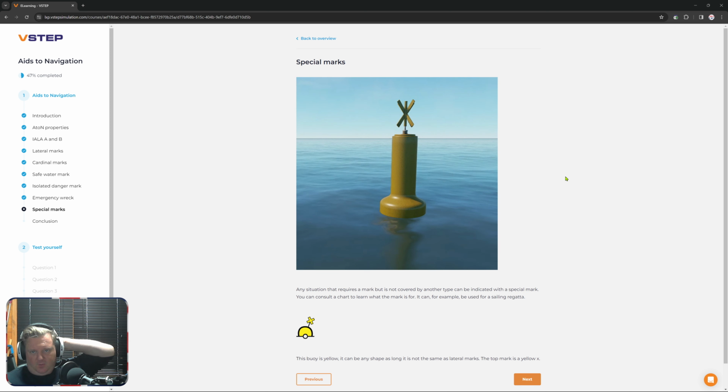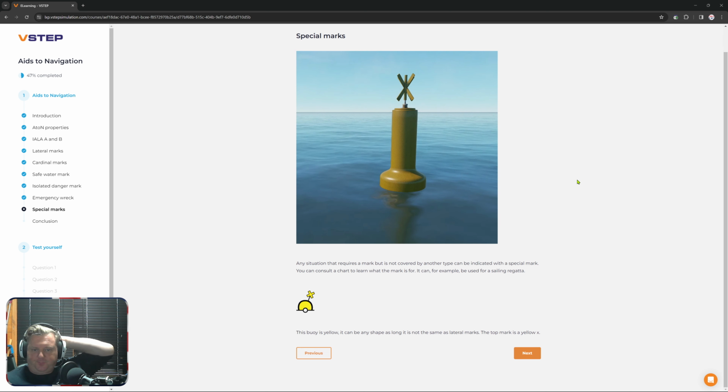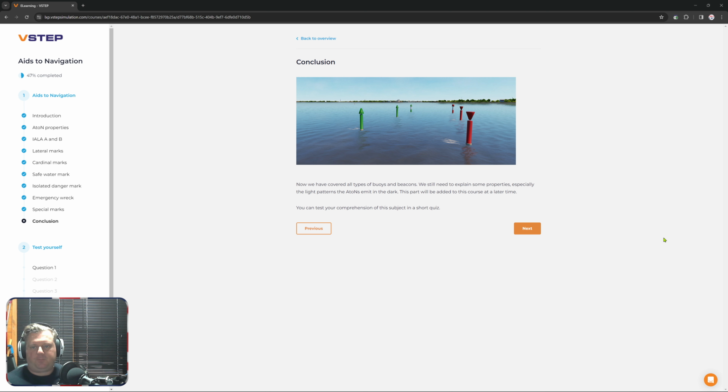Okay. Special marks. I've seen these. What does it mean? Any situation that requires a mark, but that is not covered by another type, can be indicated with a special mark. You can consult the chart to learn what the mark is for. It can, for example, be used for a sailing regatta. Ah, yes, that would make sense. This buoy is yellow. It can be any shape as long as it's not the same as the lateral marks. The top mark is a yellow X.